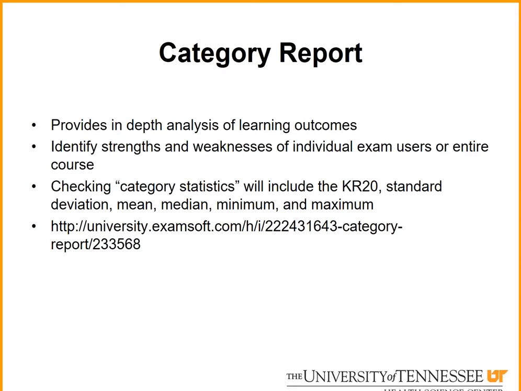You've got to be careful what you click, or you can get a very lengthy report. So make sure you only click the categories that you want reported on. You can select category statistics, and you will get the KR20, the standard deviation, mean, median, minimum, and maximum for your entire exam, or you can run it across the entire program. Again, I've given you the link here with step-by-step instructions on how to run these category reports.